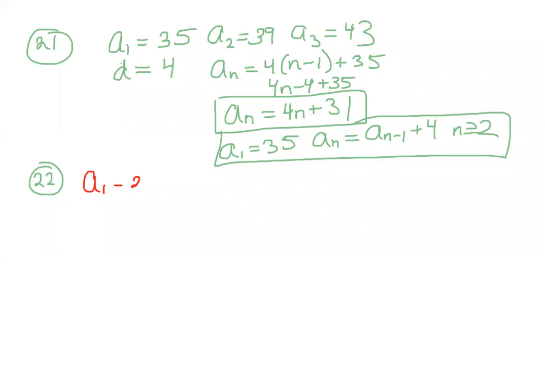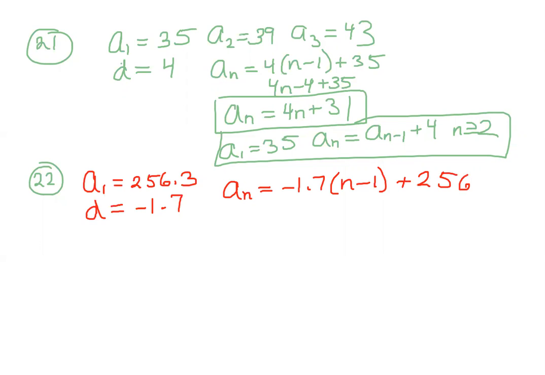A1 is 256.3. And from looking at that chart, we can find D is negative 1.7 just by subtracting. That means he's losing 1.7 pounds each week. So to find our explicit, we're going to say AN equals D times n minus 1 plus A1. And then go ahead and simplify this, and you should get AN equals negative 1.7n plus 258.